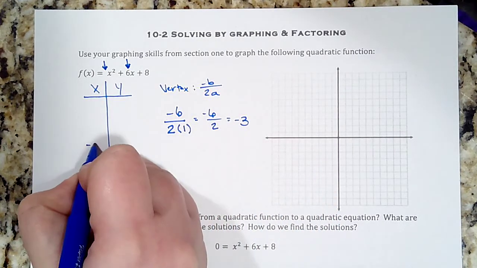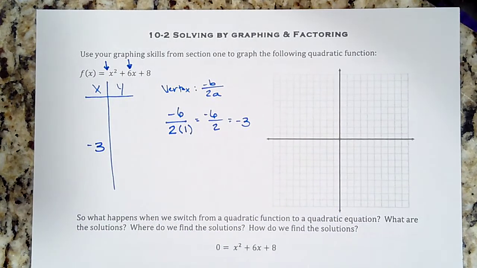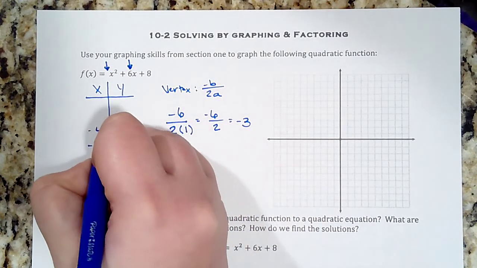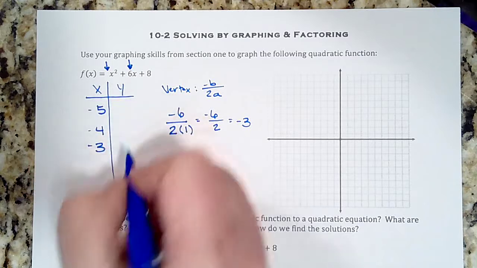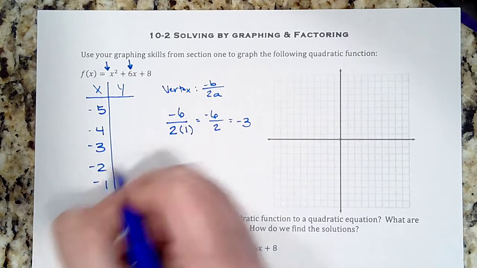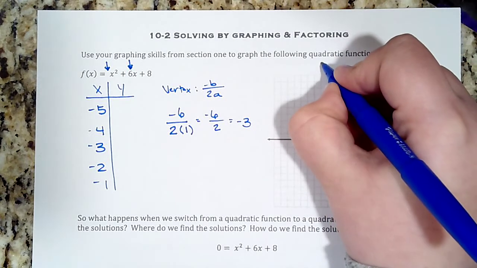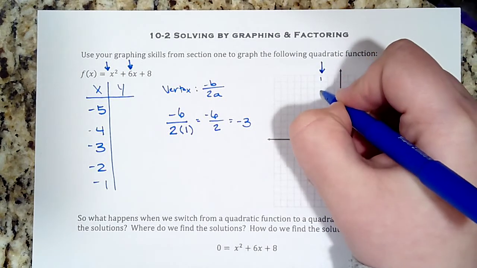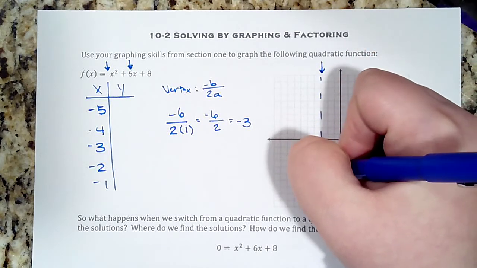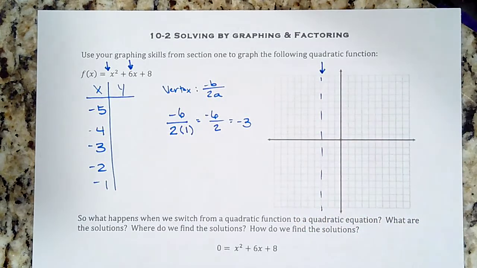And I know that it's going to be symmetrical because I know I'm going to have 2 points on either side. So I'm going to do negative 4, negative 5, and negative 2, negative 1. I'm going to go to negative 3, of course. And as I said in my last video, I like to mark my axis of symmetry just so I know where I'm supposed to be looking.